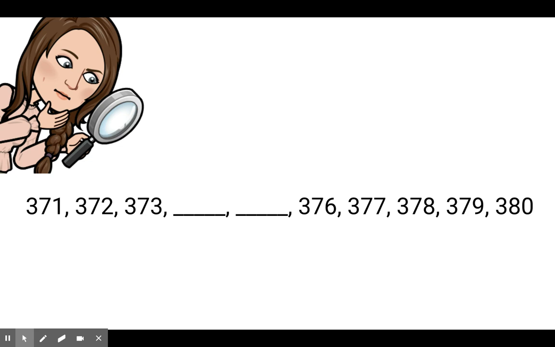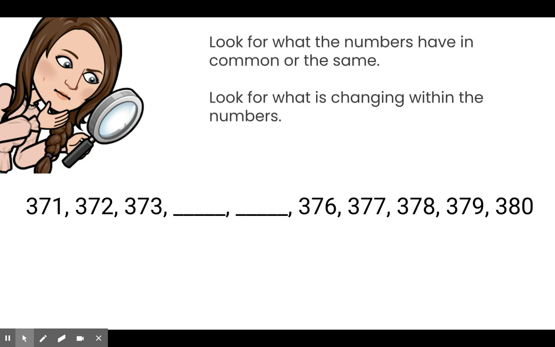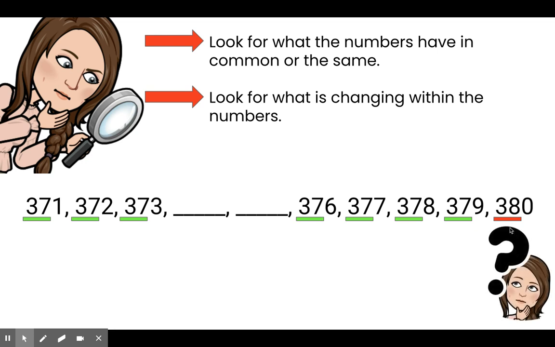This pattern is a little longer, but I know we can do it. Remember, look for what the numbers have in common or the same. Look for what is changing within the numbers. I'm looking and I see 300s, 7 tens. 300s, 7 tens. 300s, 7 tens, all the way to, wait, this isn't 300s, 7 tens. This says 300s, 8 tens. That's strange. Every other number in this pattern had 3 groups of 100 and 7 groups of 10.